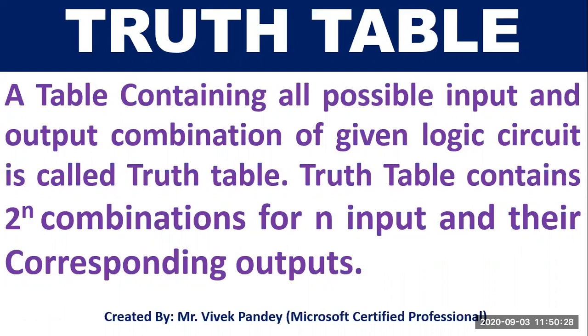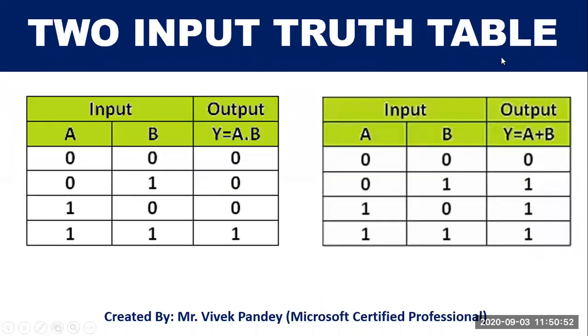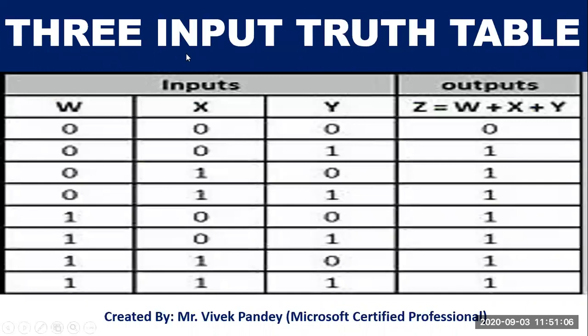So dear students, a table containing all possible input and output combination of a given logic circuit is called truth table. It contains 2 to the power n combinations for n input and their corresponding outputs. See, this is one input truth table. See, this is the example of two input truth table. This is example of three input truth table.